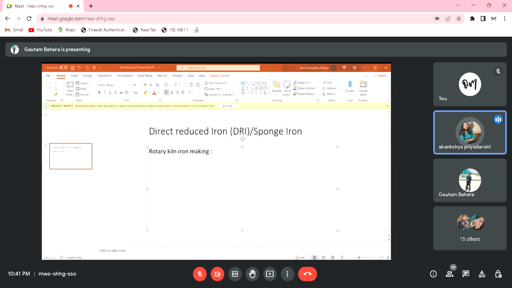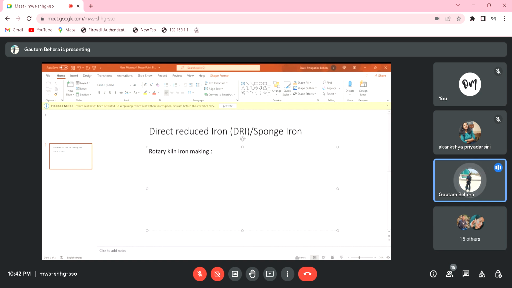How does sulfur content vary in metal and slag along the height of the blast furnace? Hello? Okay, fine. You mean to ask? Yeah, I got your point. How sulfur content varies in the blast furnace from top to bottom? Okay. Varies in metal and slag along the height of the blast furnace.